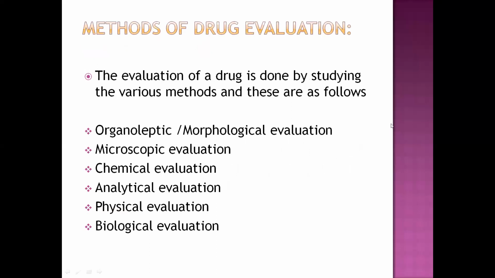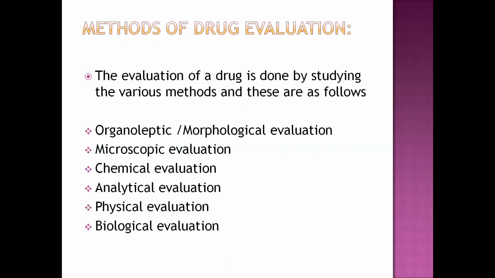Now comes the methods of drug evaluation. There are many methods of drug evaluation, and these are: first one is organoleptic, also known as morphological evaluation. Then comes the microscopical evaluation, then chemical evaluation, analytical, physical and biological. Organoleptic evaluation is also known as morphological evaluation because in this method we study its morphology. Morphology means the study of the external characters. Then microscopy means studying parameters with the help of microscopes.